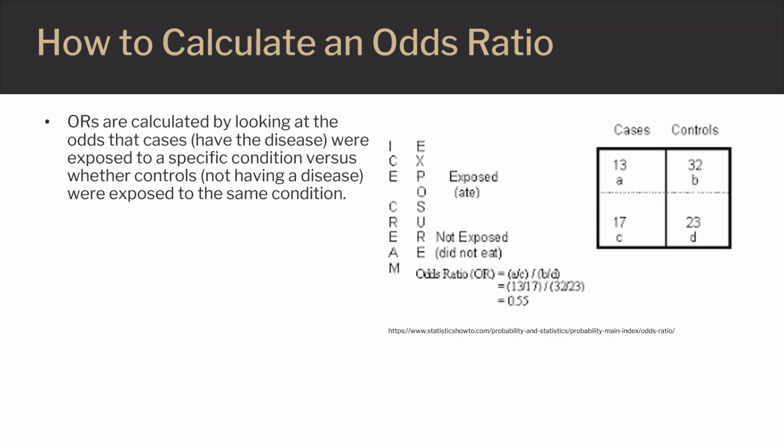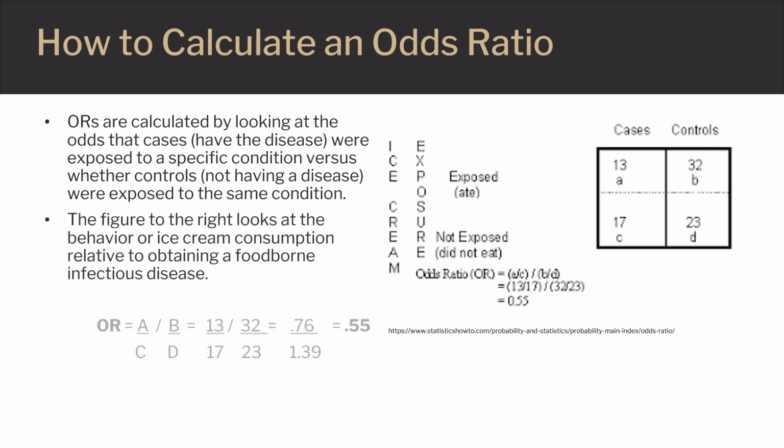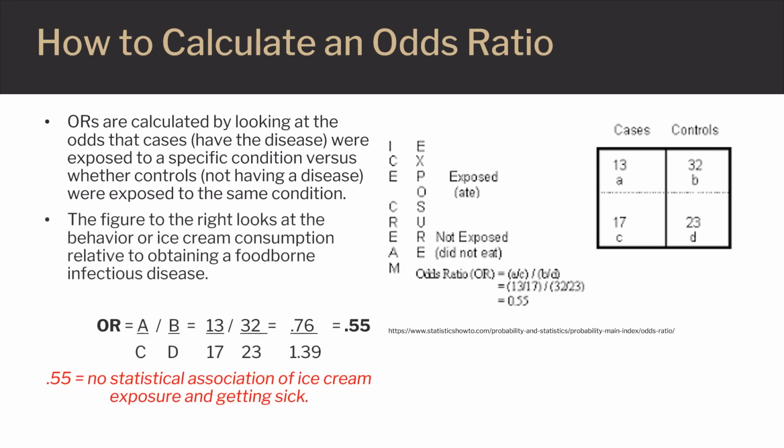ORs are calculated by looking at the odds that cases having the disease were exposed to a specific condition versus whether controls, not having a disease, were exposed to the same condition. The image on this slide measures the association between eating ice cream and developing a food-borne infectious disease from it and shows how to calculate it.